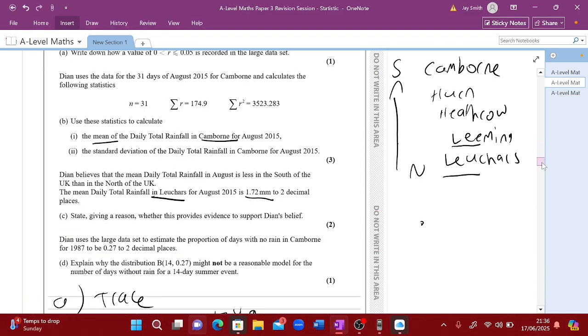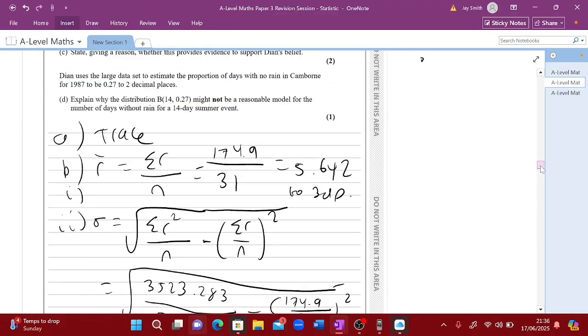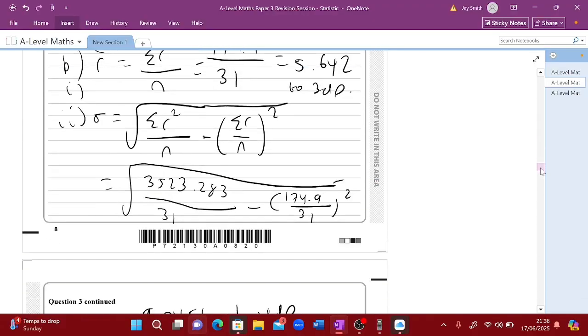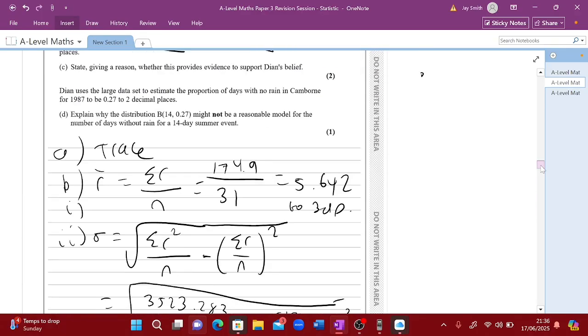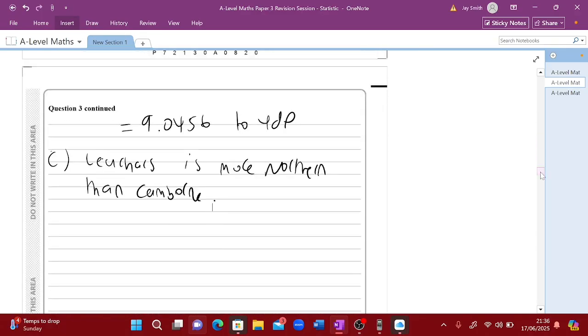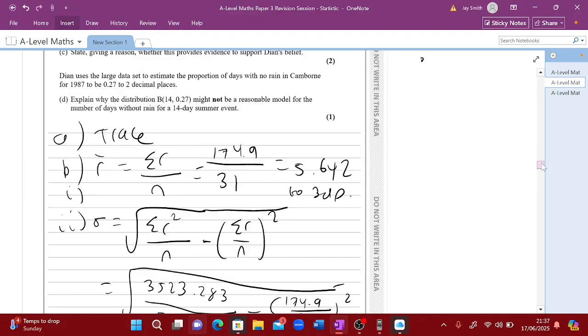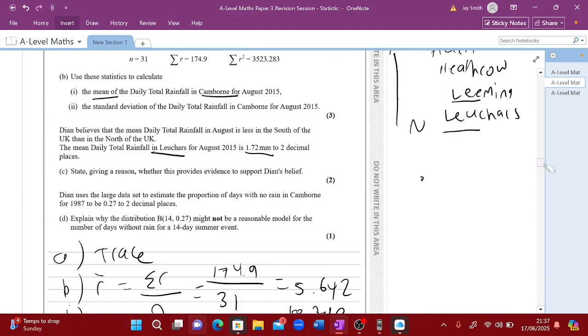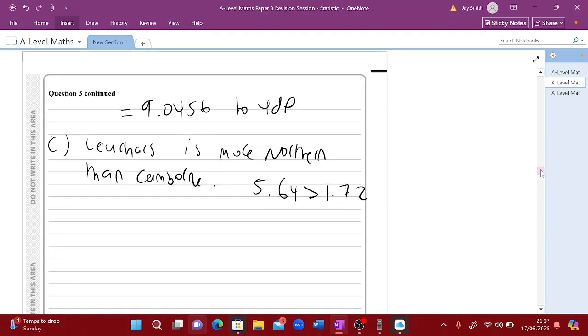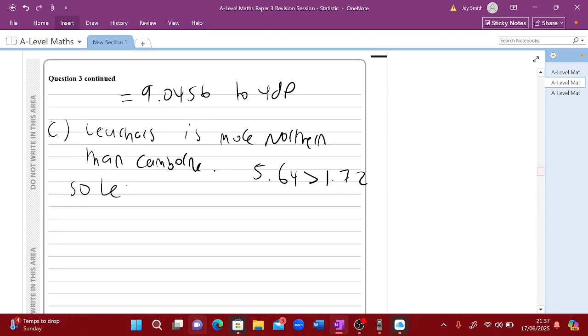Let's have a look. We worked out Camborne's mean was 5.642, so like 5.64, and then 5.64 was greater than 1.72. That was the mean for Leuchars, wasn't it? Here, there it is. So actually, it's saying Leuchars has less rainfall. But that contradicts what she's saying. Therefore, this does not support Diane's belief.